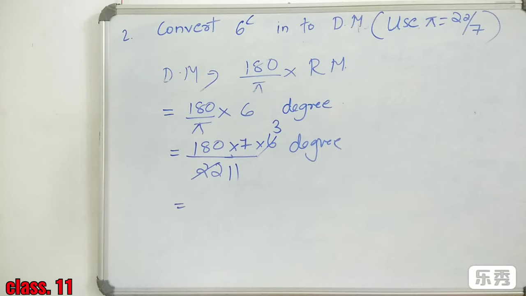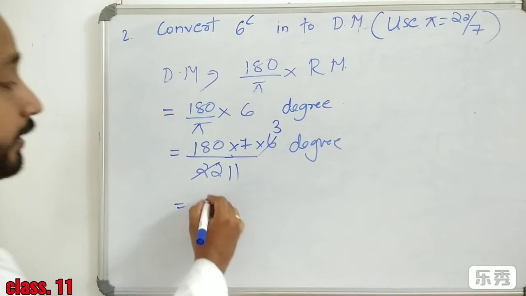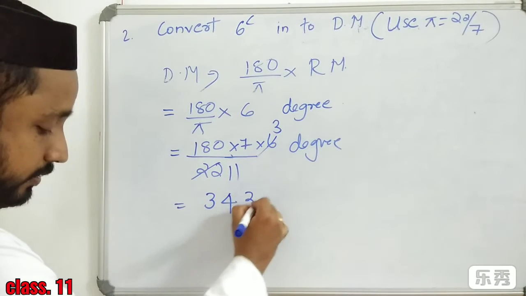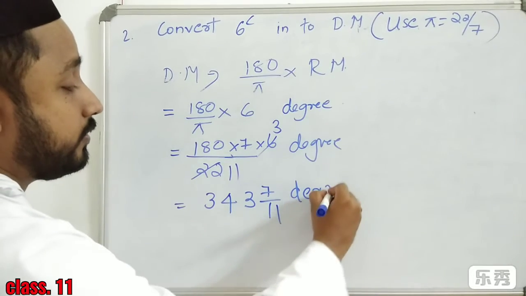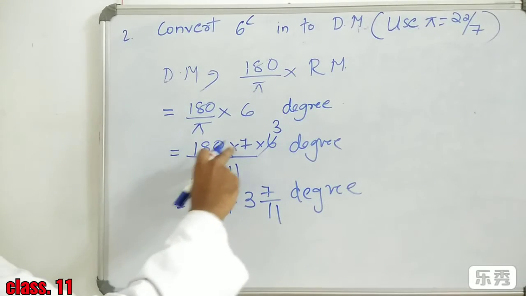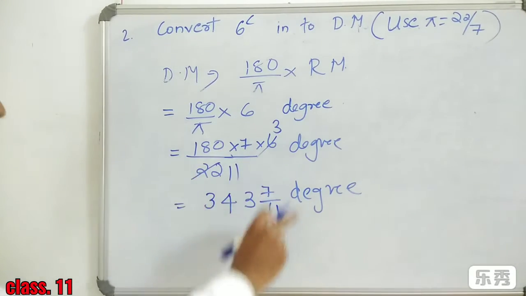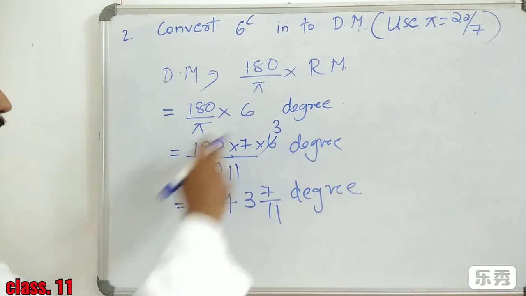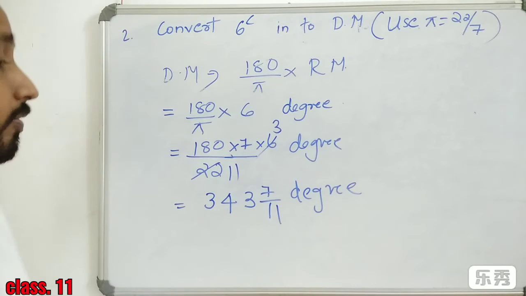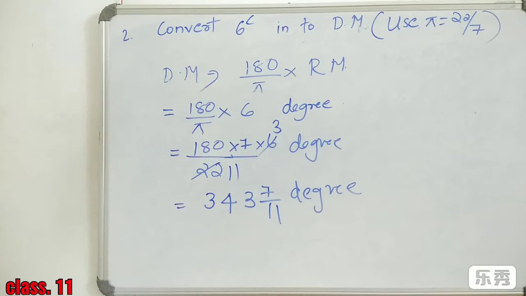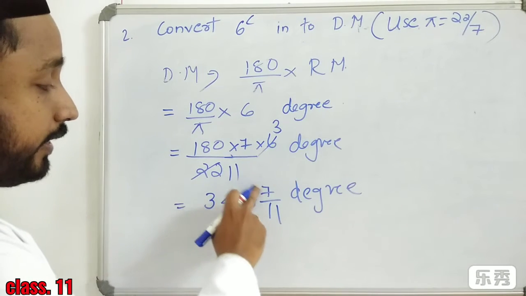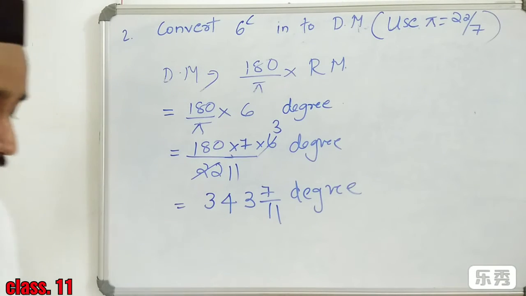Then we will calculate this, we will get 343, 7 by 11. So 180 into 7 into 3 by 11. When we calculate this, we will get 343, 7 by 11 degree. So 343, 7 by 11 degree means here 343 degree plus 7 by 11 degree.